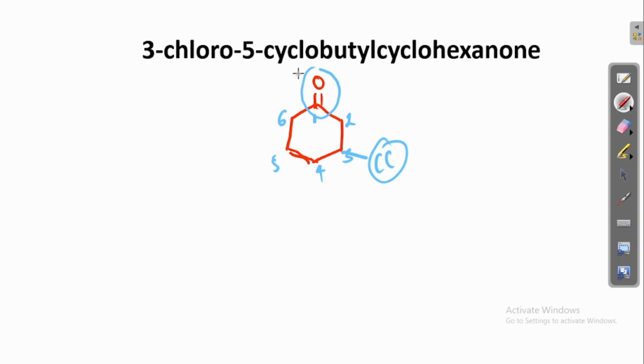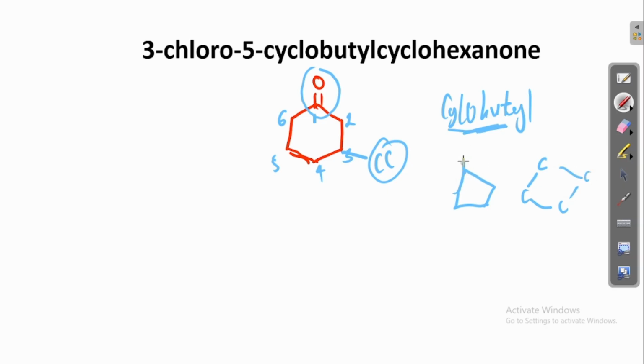Now we talk about cyclobutyl. Cyclobut, what does it mean here? 4 carbon atoms in a cyclic form. So it's going to be like this: 1 carbon atom here, 1 carbon atom here, 1 carbon atom here, 1 carbon atom here. This is where it is attached to the parent name. Remember, this is my parent name, while these ones are substituents.